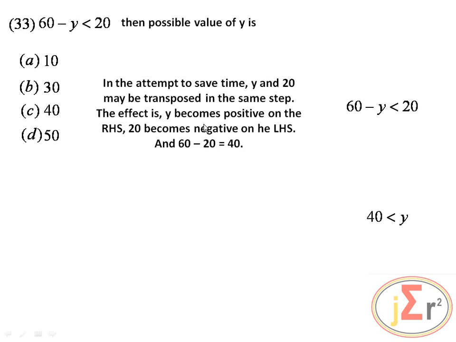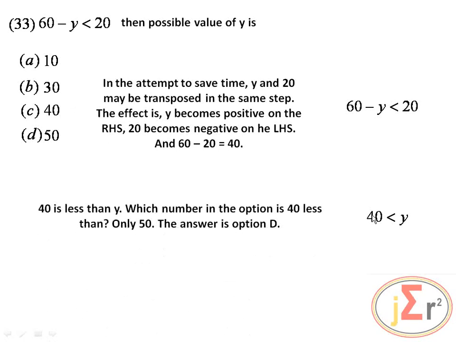So we cause the negative y to be that side, we have a positive y, and the 20 here we have negative 20. So negative y will be positive y on the right hand side, and negative 20 on the left. And of course 60 minus 20 is 40, and we have 40 is less than y, and the same question will appear again. 40 is less than y. Which number in the option is 40 less than? And of course only 50. The answer is option D.